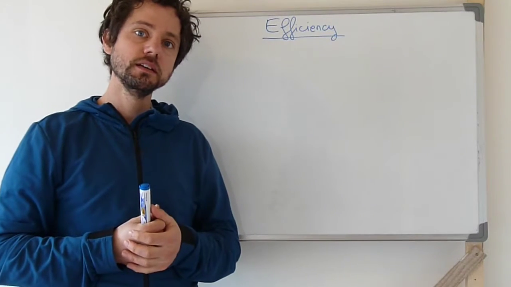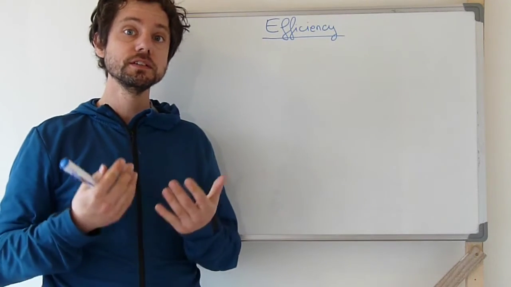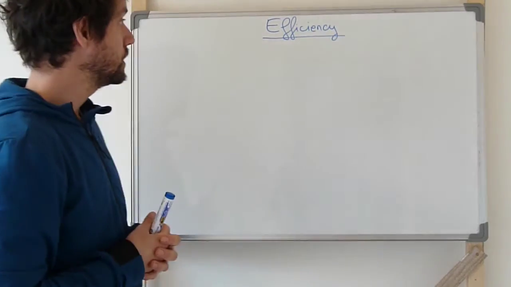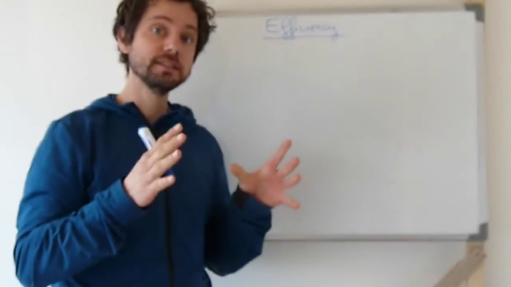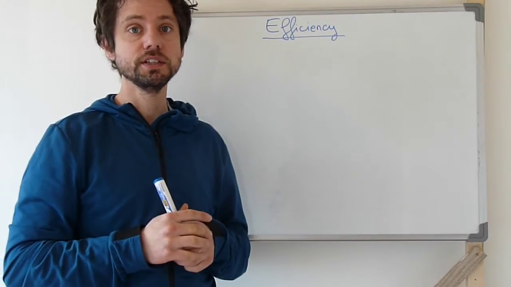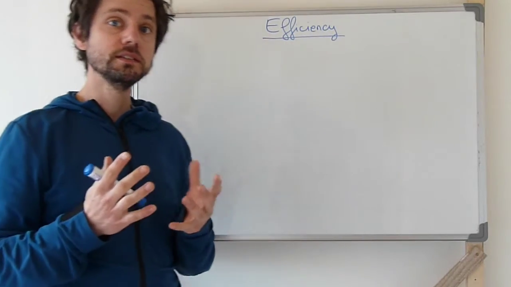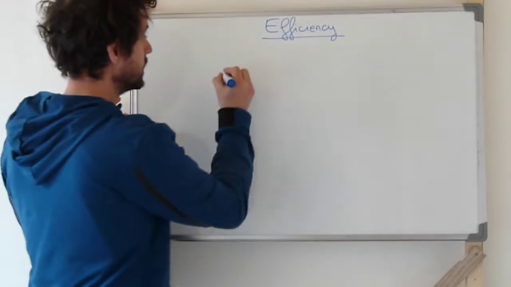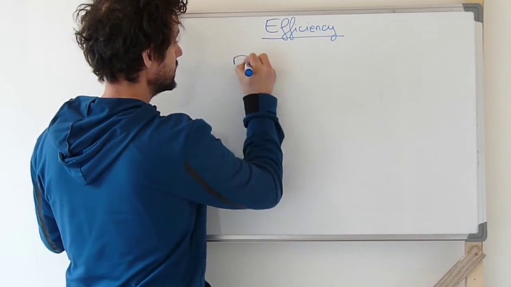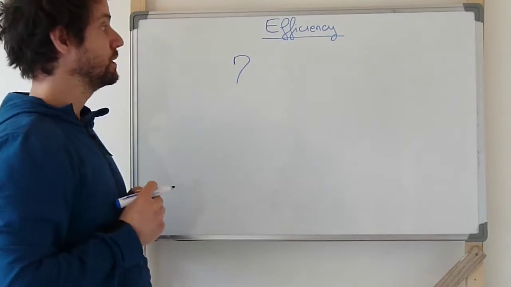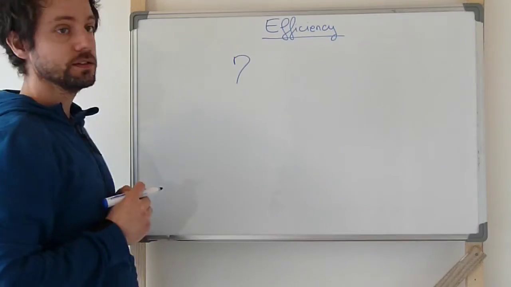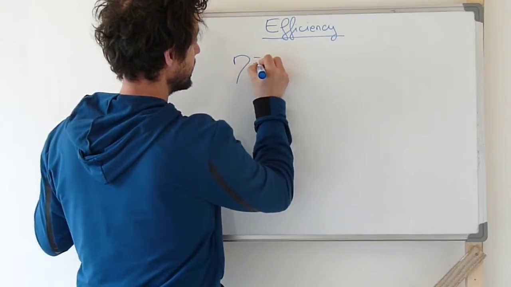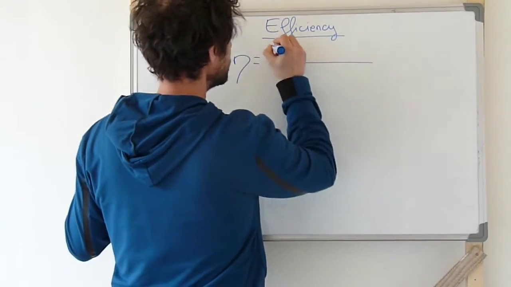Let's finally take a look at the efficiency of the vapor compression cycle. First, let's define what an efficiency is. An efficiency is an economic parameter. It is often written with the letter eta, and it's the ratio of two absolute values.